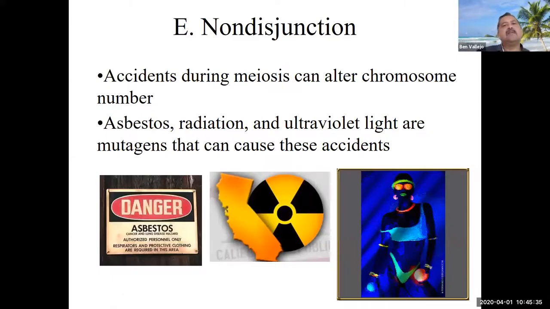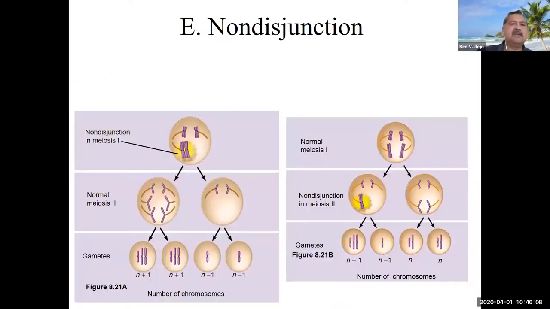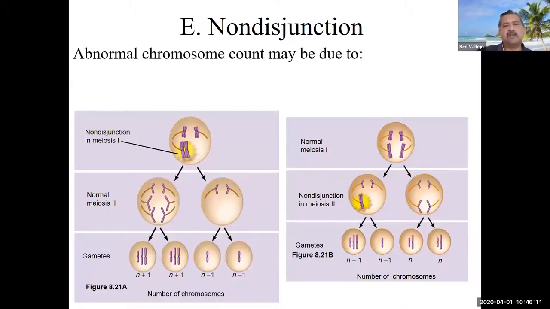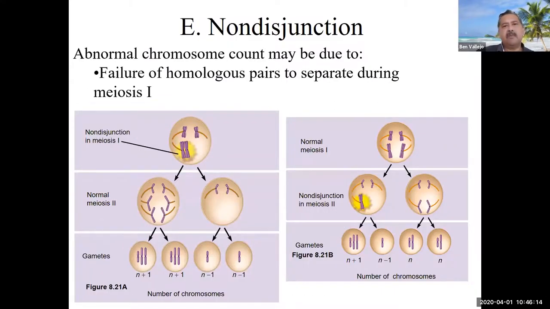But the thing is, if you have an accident during meiosis, then the chromosome number can be affected. Now, these things down here, asbestos, radiation, ultraviolet light, these are things that can affect whether your chromosome number is changed. They can affect whether the chromosomes separate correctly during meiosis. So these things down here are called mutagens because they cause mutations, and a mutation is a change in the DNA.